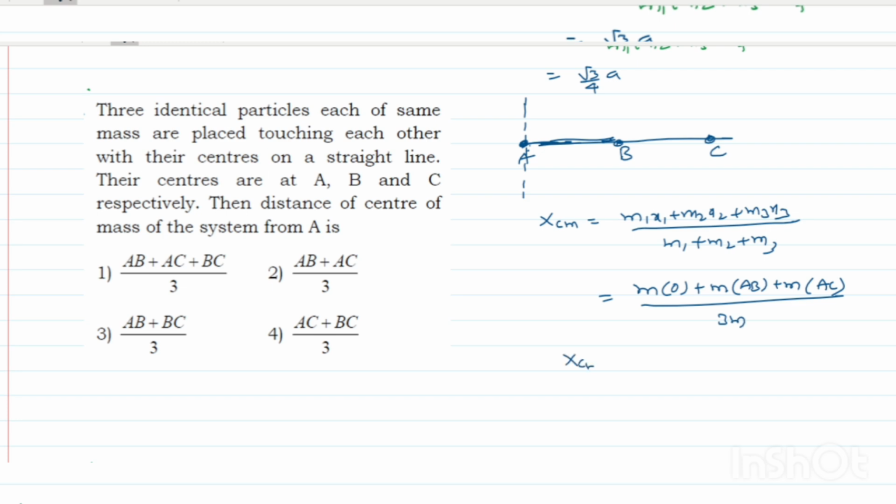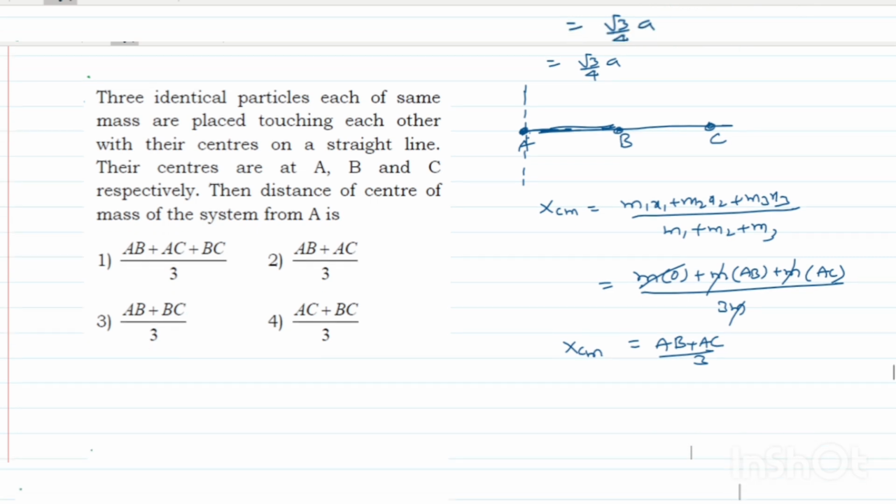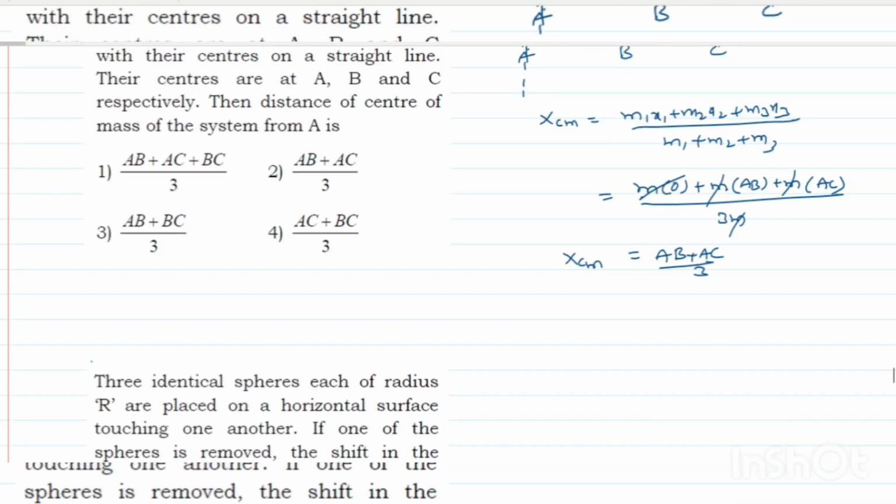That means for xcm, in the numerator m will get cancelled. Here we will be getting AB plus AC by 3. It's AB plus AC by 3 is the correct answer.